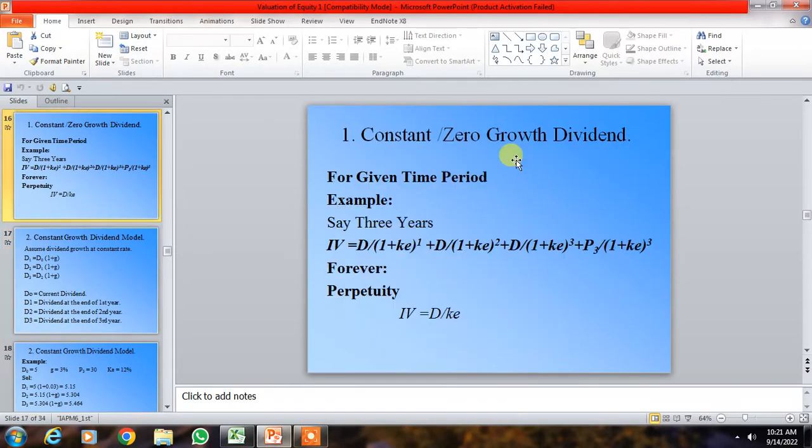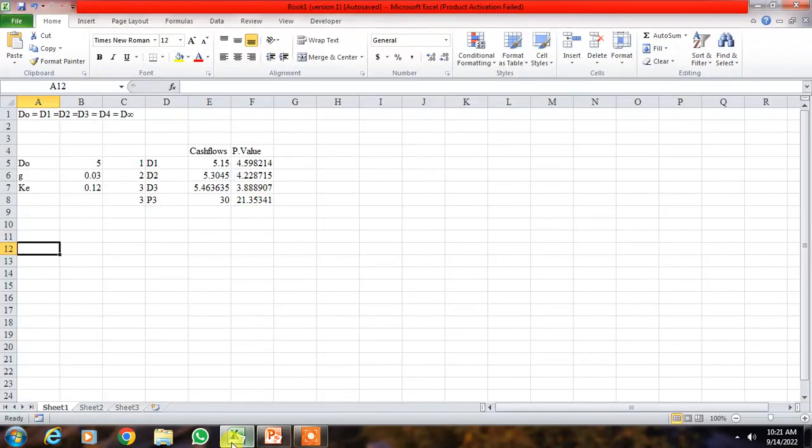for example, let me start it from the beginning. Look at, my dear, if the D naught is 5, and these are similar, there is no growth rate, the growth rate is 0, and the expected required rate of return on equity is 12.